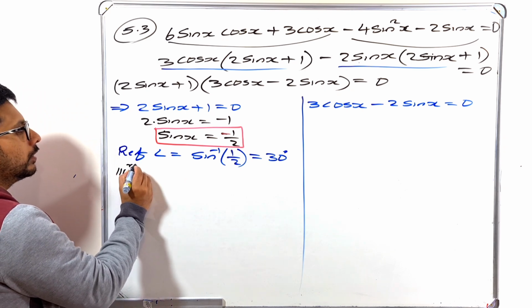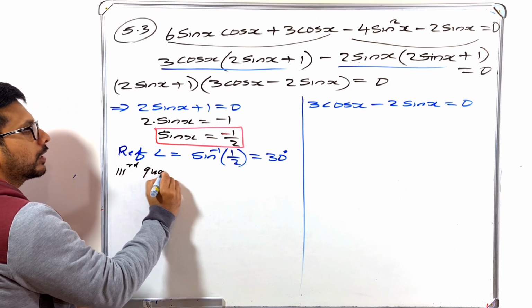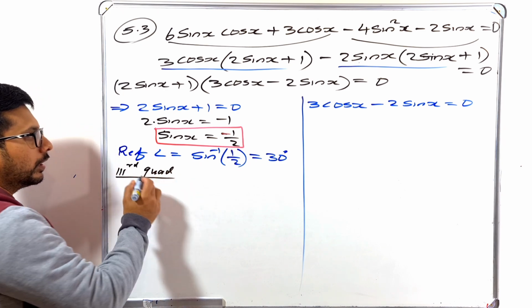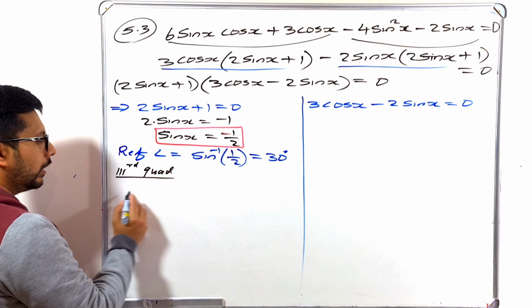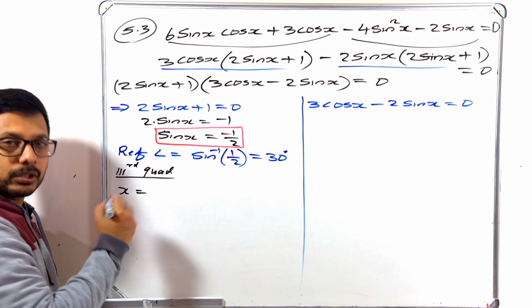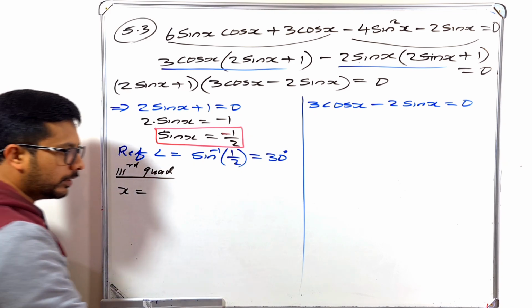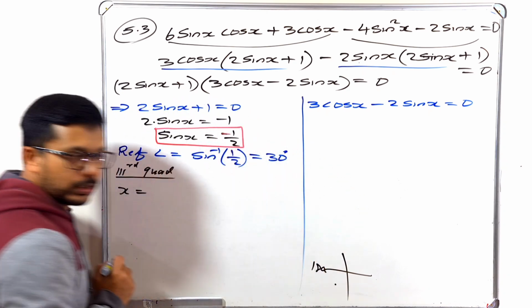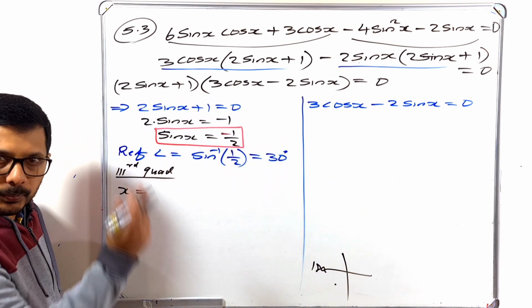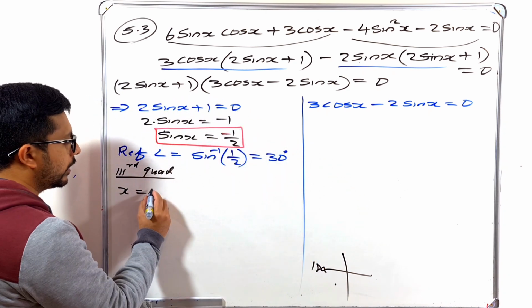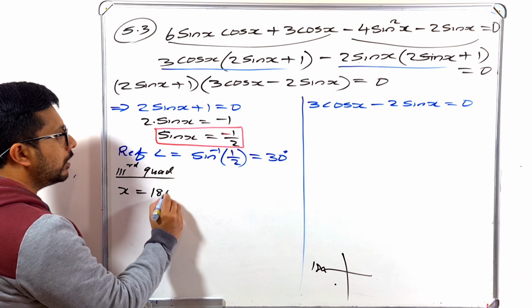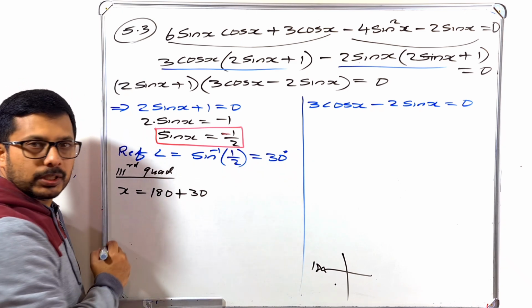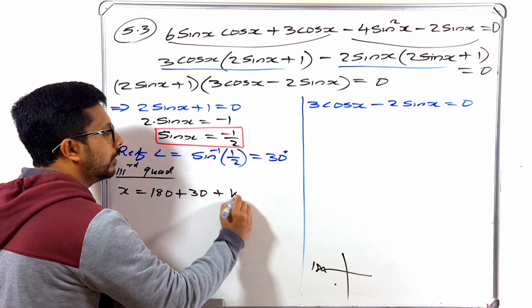First, the third quadrant. Sine is negative in the third quadrant and fourth quadrant. Third quadrant, how can you write it? Angle x is equal to, third quadrant means this is 180, so the third quadrant is this one. So it is 180 plus reference angle. What is the reference angle? Plus 30, plus k 360.